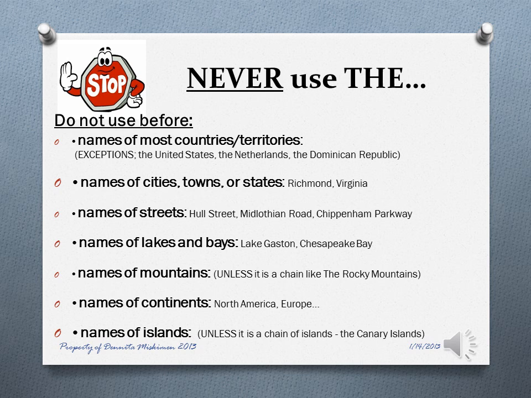Again with mountains. The only thing you need to be aware of with mountains is that if there is a chain of mountains, like the Rocky Mountains or the Smoky Mountains, we definitely want to put the article before them. But any other kind of mountains, no, we don't use the. Let me give you an example. Let's say I'm going to climb Mount Everest this weekend. I would not say to you, I'm going to climb the Mount Everest. That's ridiculous. I would simply say to you, I'm going to climb Mount Everest.